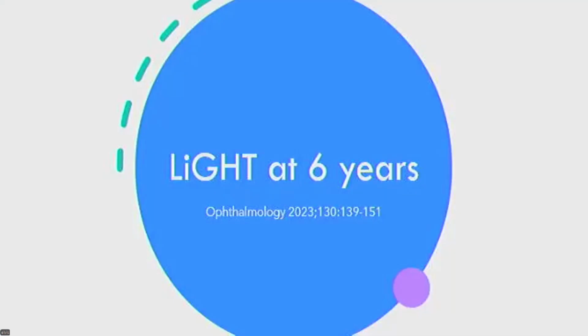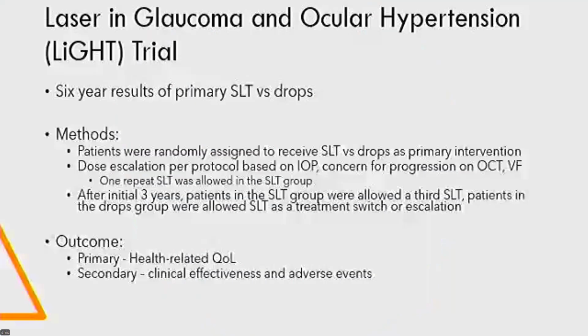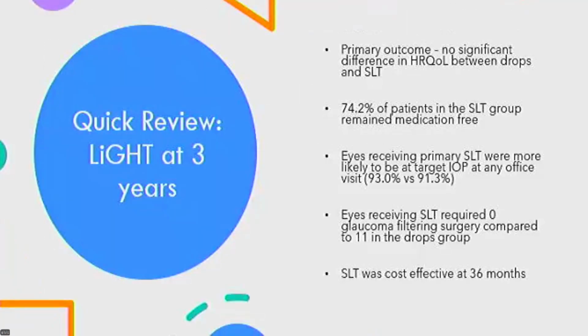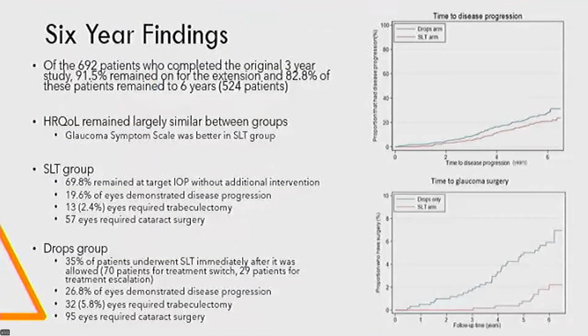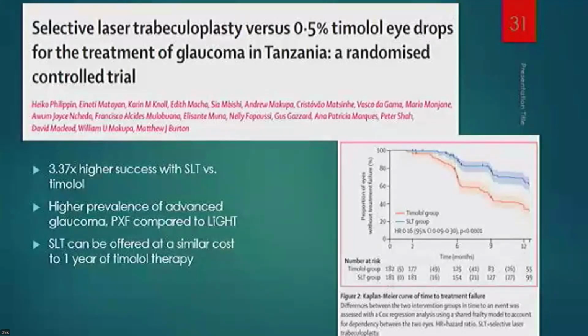Okay, let's talk about SLT. We've all heard about the LiGHT trial, so I won't spend too much time. We know that SLT works as a primary therapy. This was a multi-center trial, and certainly health-related quality of life, as well as IOP control and risk of need for additional glaucoma surgery, demonstrated that SLT was an effective primary therapy for glaucoma. Again, we recognize that health-related quality of life was similar, with a significant reduction in need for medications, better pressure on average at more time points, and fewer trabeculectomies and less visual field progression.